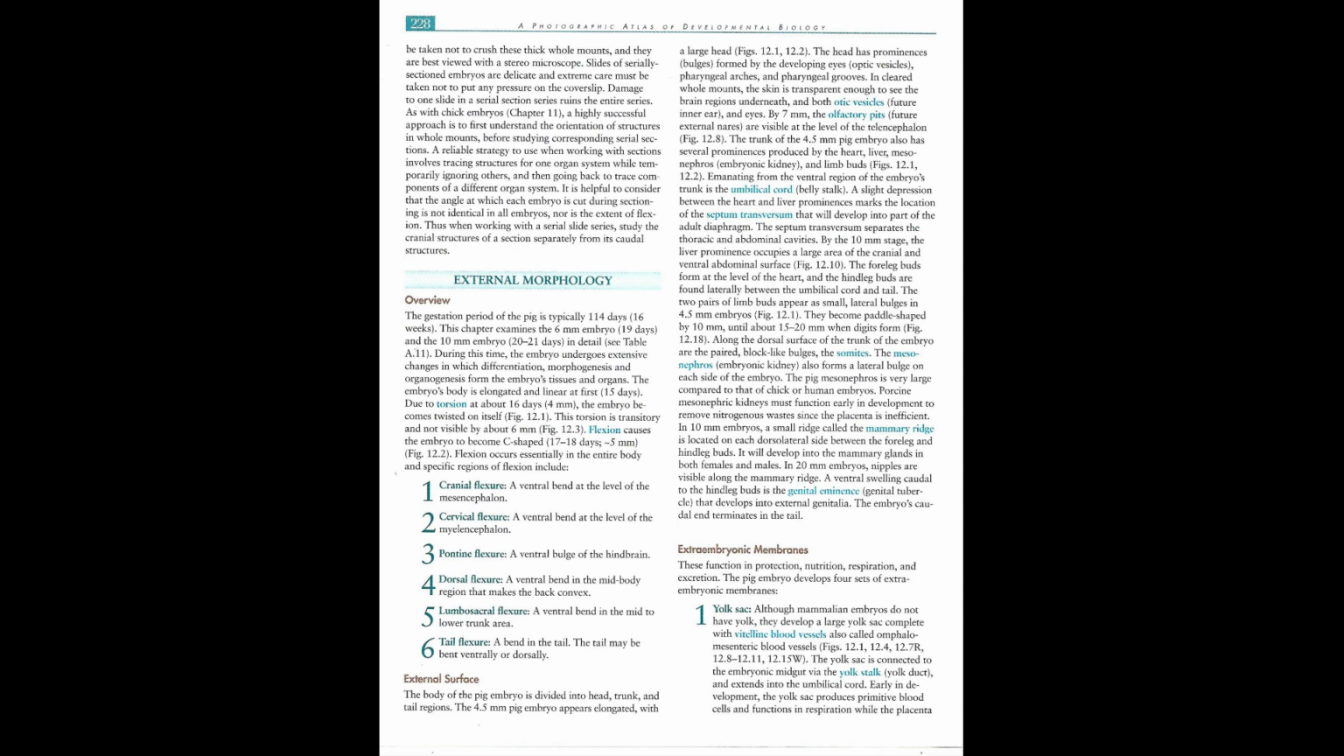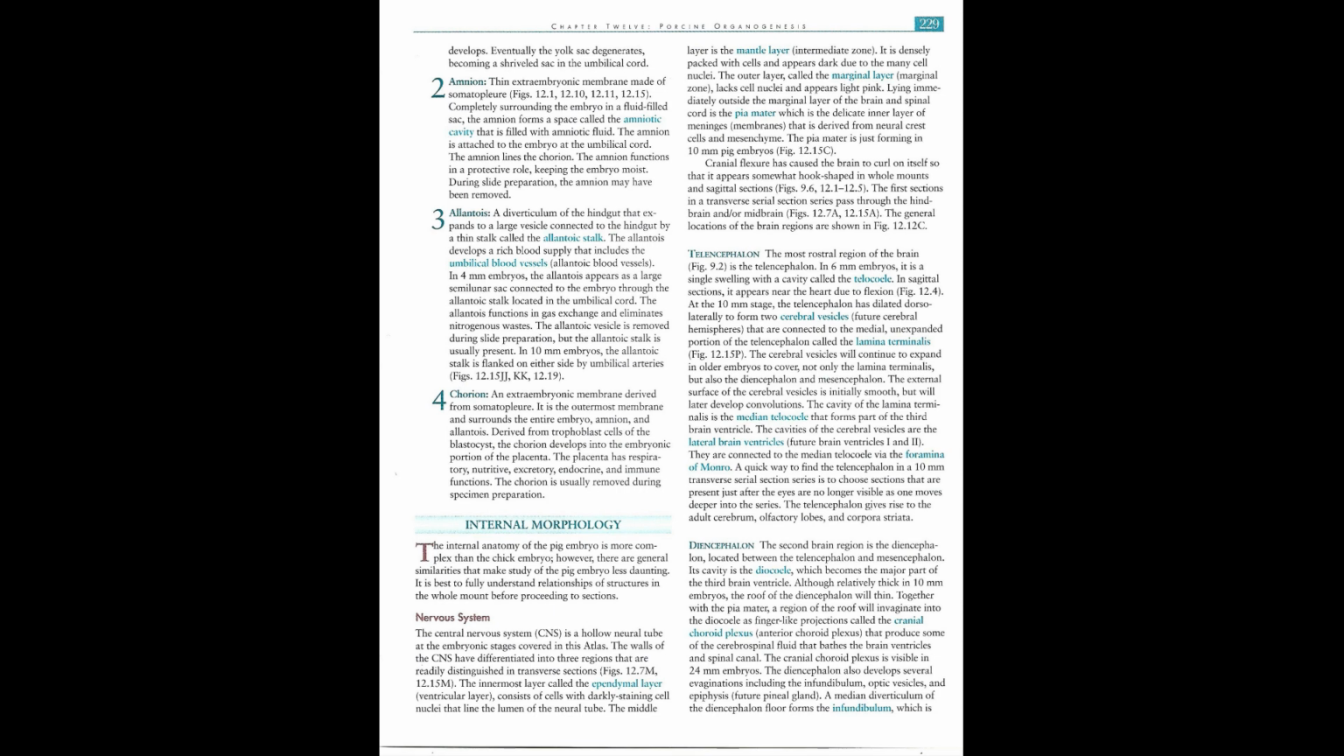The yolk sac is connected to the embryonic midgut via the yolk stalk, yolk duct, and extends into the umbilical cord. Early in development, the yolk sac produces primitive blood cells and functions in respiration while the placenta develops. Eventually the yolk sac degenerates, becoming a shriveled sac in the umbilical cord.